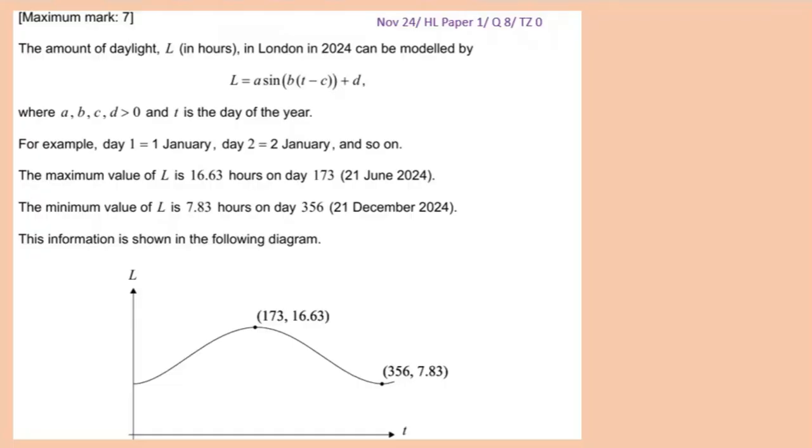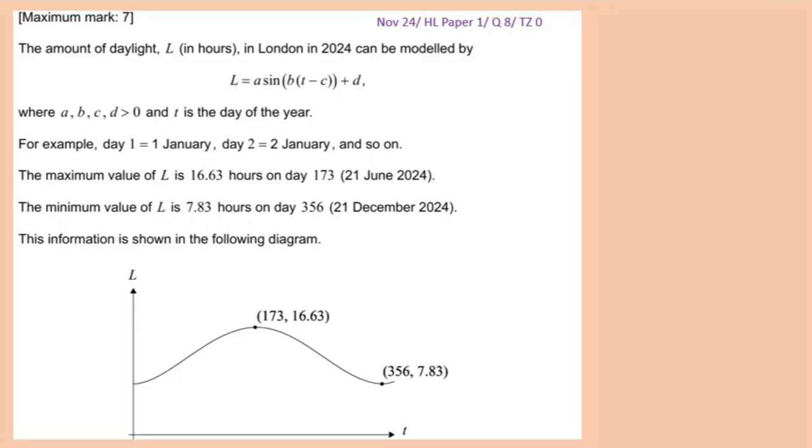So this one is from November 24, HL paper 1, time zone 0. It says the amount of daylight L in hours in London in 2024 can be modeled by this function. So you can see this time there is A, B, there is a phase shift C, and the midline D. Okay, so that's the extra feature of the HL question, where A, B, C, D are positive and t is the day of the year. For example, day 1 is 1st January, day 2 is 2nd January, and so on.